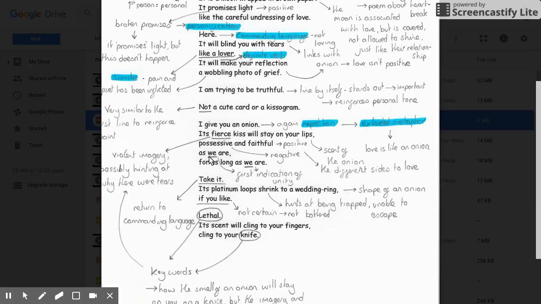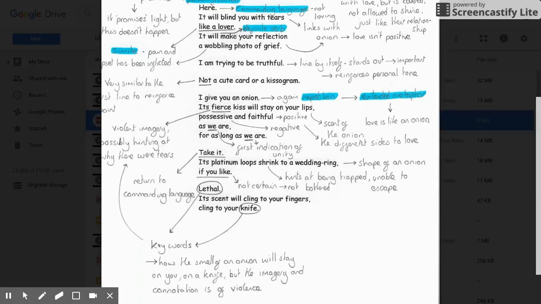We do get this unity of we here, which is surprising because it contrasts with the I, the individual. As we are for as long as we are. Now, normally when you get married, it is till death do us part. But here it doesn't seem as certain. For as long as we are, that could be next week, that could be tomorrow, that could be till death do us part. Again, it's not what we would expect, I suppose. It's not what Valentine's is about.